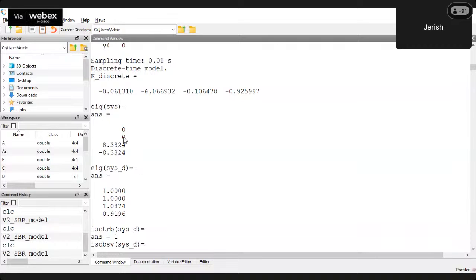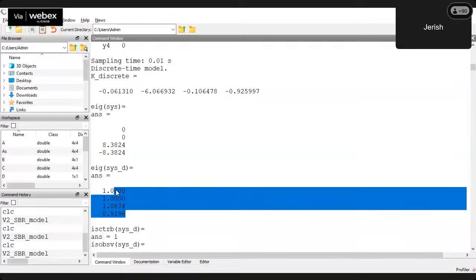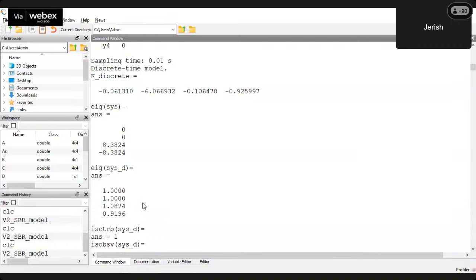So the two poles that were at the origin are represented by two poles on the unit circle, which represents a marginally stable behavior. Now the one that was outside, or on the right half of the complex plane in the S domain, is outside of the unit circle, 1.0874, in this discretized system, and the one which was in the stable region is inside the unit circle, 0.9196. So these are the eigenvalues of the system, and this is how we could judge if the system is stable or not in the Z domain. Same we'll see after applying a controller, if the system's eigenvalues are shifted to the stable region or not.